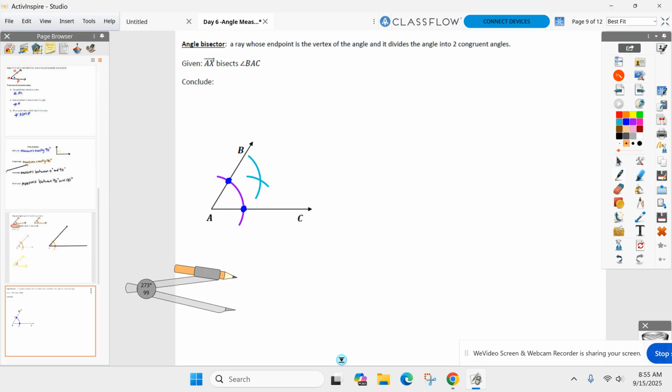Grab your straight edge. And then from vertex A and your point of intersection, draw yourself a ray. All right, draw yourself a ray from vertex A through the point of intersection.